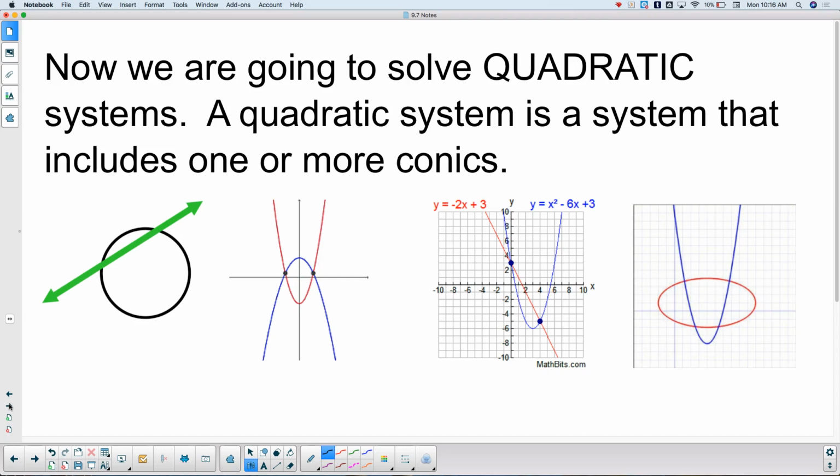Graphing is one of them. But that's not always necessarily the most accurate one, because we've kind of been loosey-goosey with our graphs, right? Okay, but that is a way. What's another one? Substitution might be a way. And elimination might be a way.